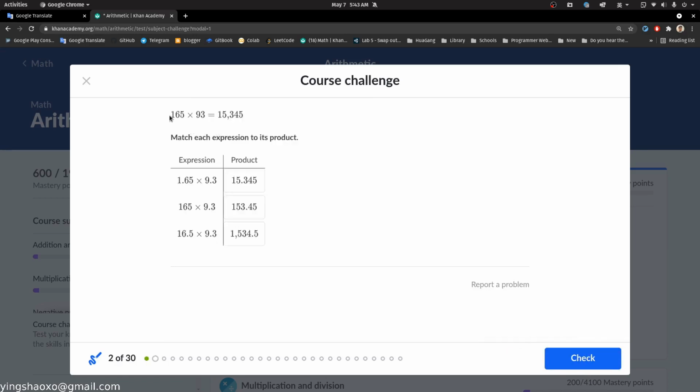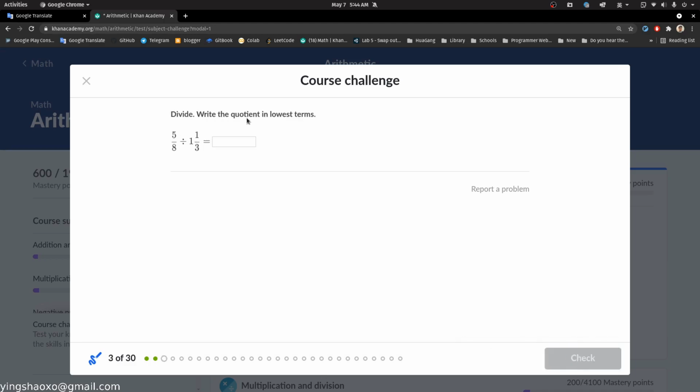For this one, it's another equation. Match each expression to its product. How can I do the match? We could drag them a little bit. So for this case, we've got 1, 2, 3 points. I guess that's probably right. And for this, we've got 1 point here, so I'll choose this one. And for this one, it got 2 points, so I guess this is alright. I'm going to do a check for now. Yeah, it's correct. Let's go to the next.